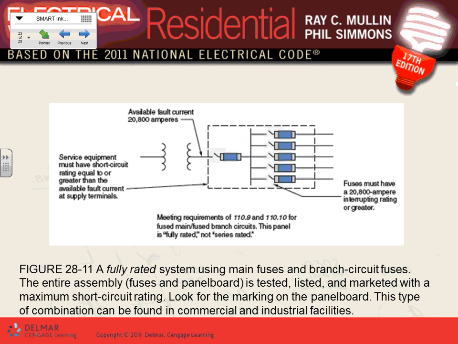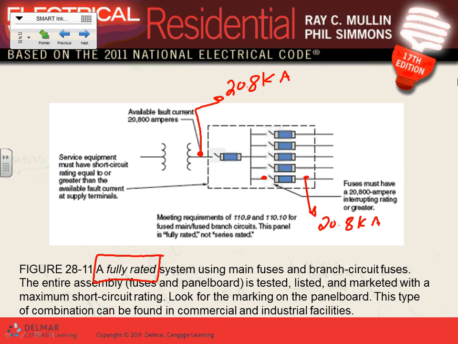Okay, I want you guys to wake up here. Here's a series rated panel. This is a fully rated panel. Very easy to understand. If you look at the short circuit here, I have a short circuit right at this point, and my short circuit is 20.8 thousand amp. Okay? And each one of these fuses will also see 20.8 thousand amp. Okay?